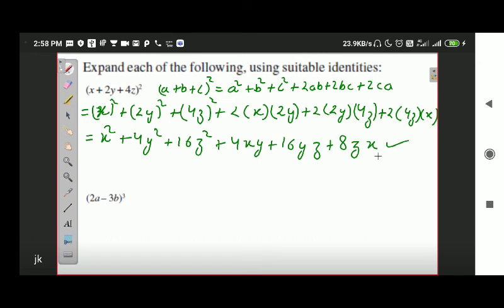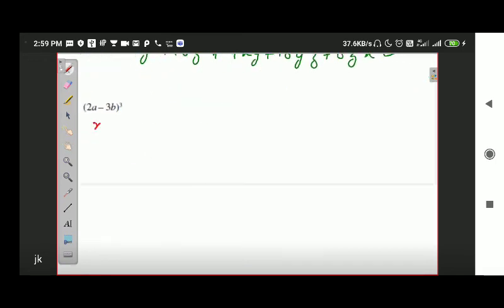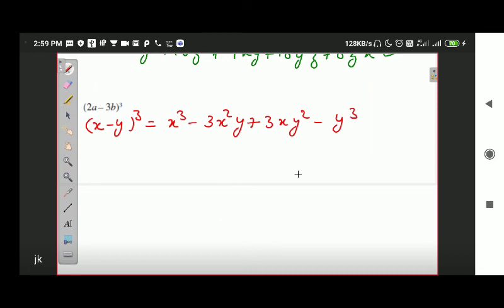As we have solved for the identity of whole square, we can also solve for the identity of whole cube. So the identity used here is (x − y) whole cube equals x cube minus 3x square y plus 3x y square minus y cube. Okay, using this identity, we are going to solve this.